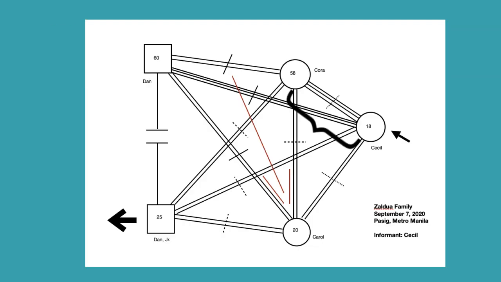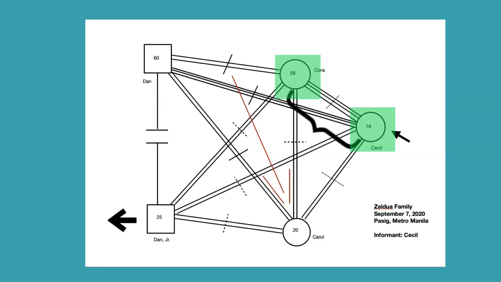Let's go back to the previously presented family map and interpret it. Dan has a functional relationship with rigid boundaries with Cora and Carol. He has an enmeshed relationship with rigid boundary with Cecil and a dysfunctional relationship with Dan Jr. Cora has a functional relationship with clear boundaries with Dan Jr. and Carol, and an enmeshed relationship with diffuse boundaries with Cecil. Carol has a functional relationship with clear boundary with Dan Jr. and a functional relationship with diffuse boundary with Cecil.